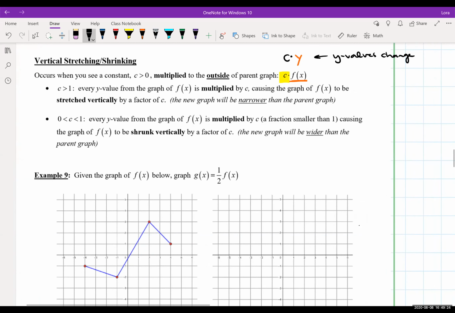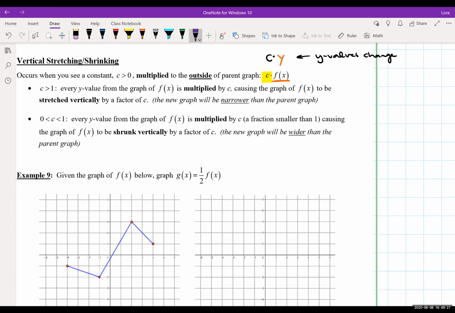We could say, what if the parent graph was square root of x, and we want to have a new function, g of x equals, let's see, c is greater than 1, so let's pick 2 times square root of x. What it's essentially doing is multiplying every single y value by 2. And you know if you multiply every y value by 2, you tend to make it larger. And so that would vertically stretch it. If you're not quite convinced, we just pull out the TI and we'll go from there.